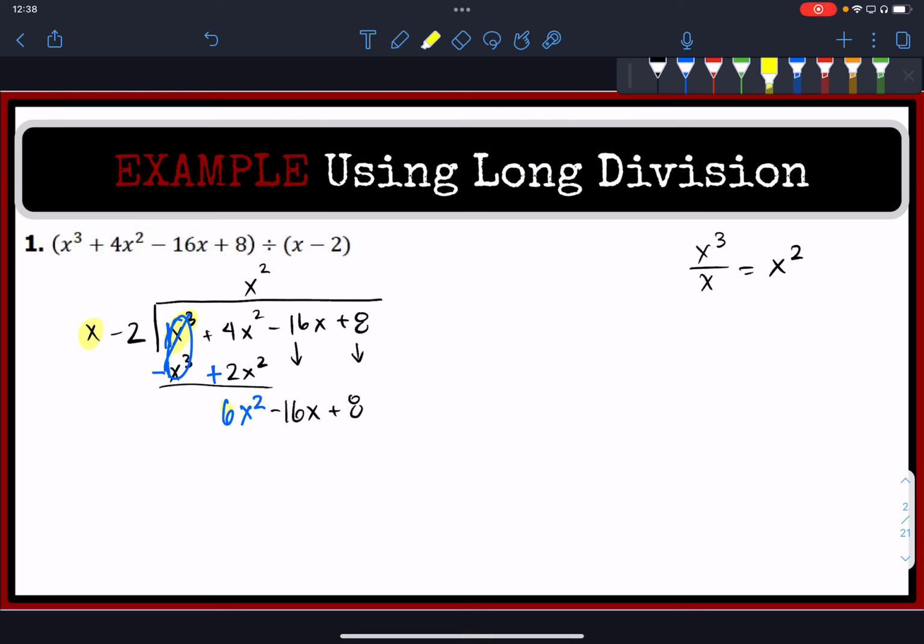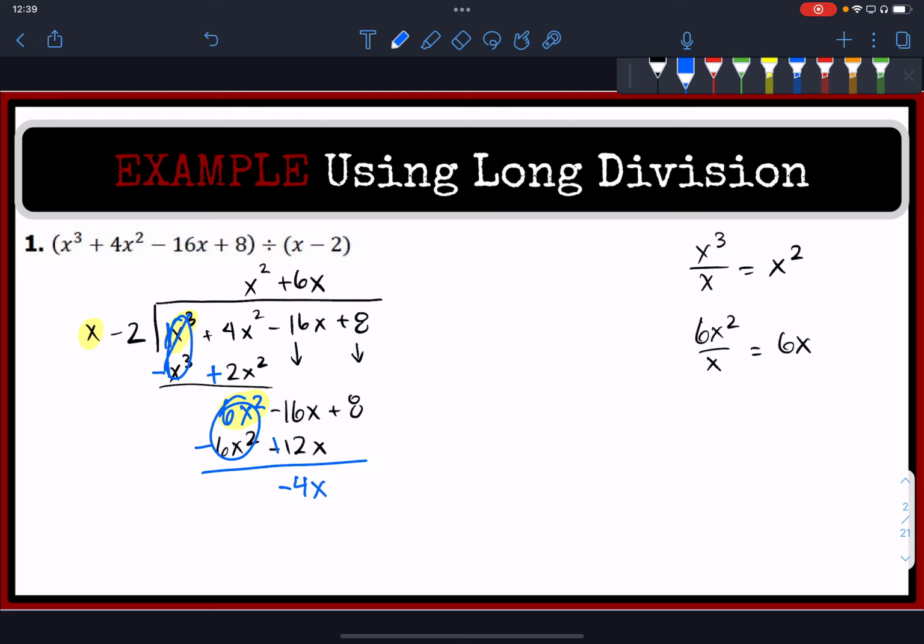Then we simply follow the procedure and do the same 3 steps over again. So how many times can x go into 6x squared? We'll divide it out. 6x squared divided by x is equal to 6x. And now multiplying 6x with x minus 2, that's 6x squared minus 12x. Changing the signs and combining the terms, this becomes 0. This adds up to negative 4x, and we can bring down the 8.